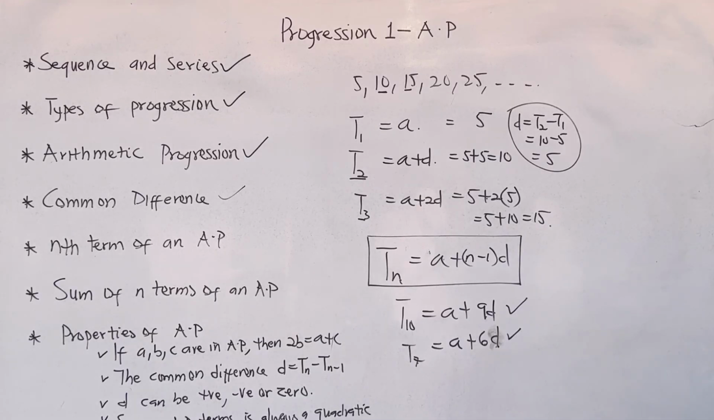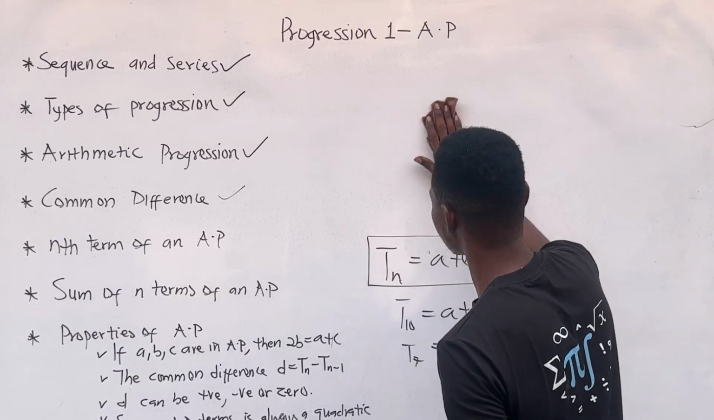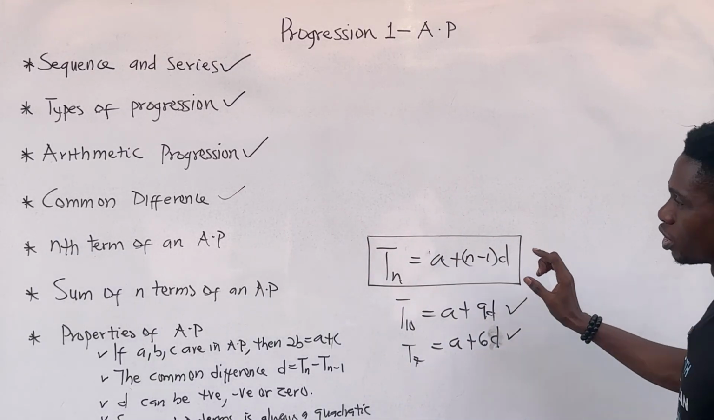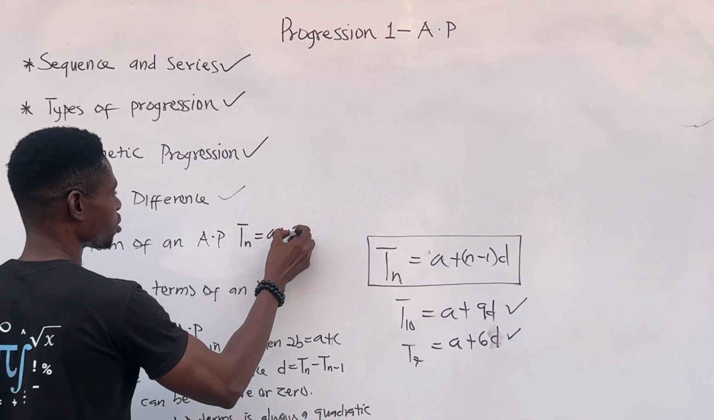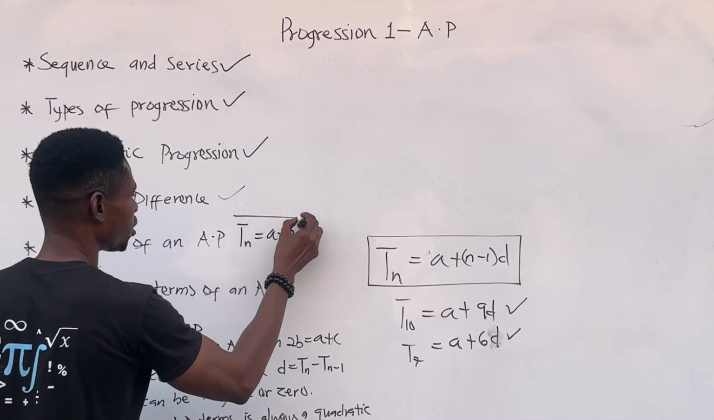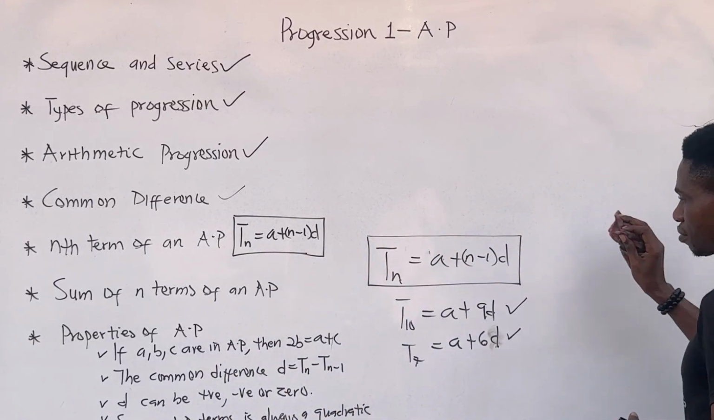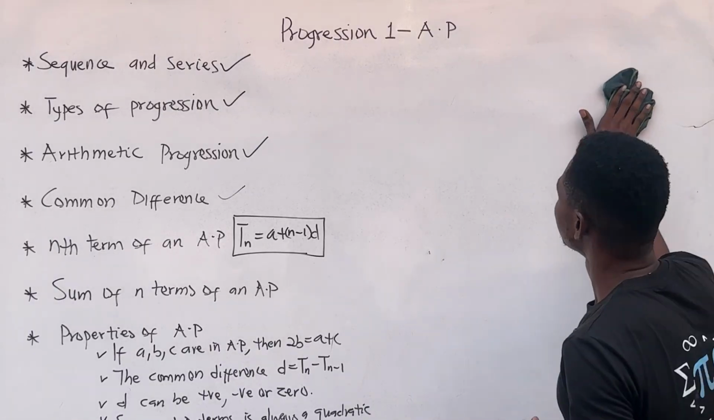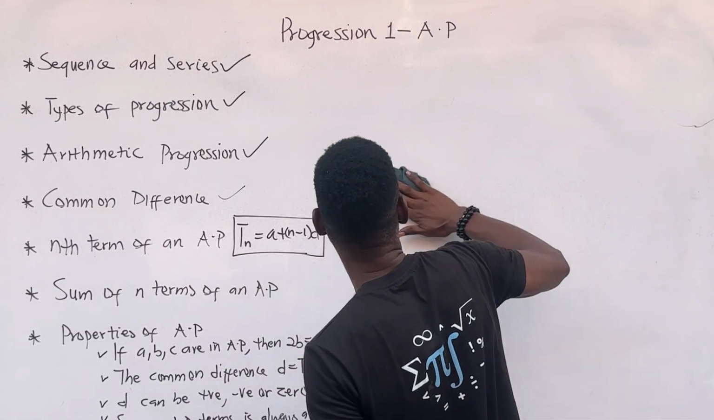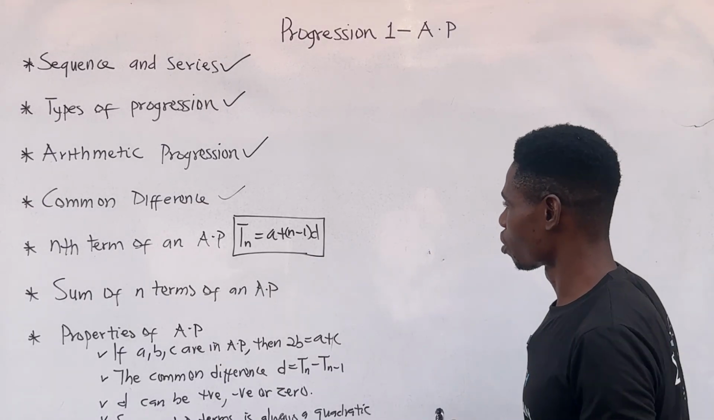So let me define the terms in this formula. I need to put it where we remember. Let me put it here so that I don't have to rub it. So Tn is A plus n minus 1 D. Okay, so now that we have our formula, let me define all the terms in this formula so that it's easier for us to work.